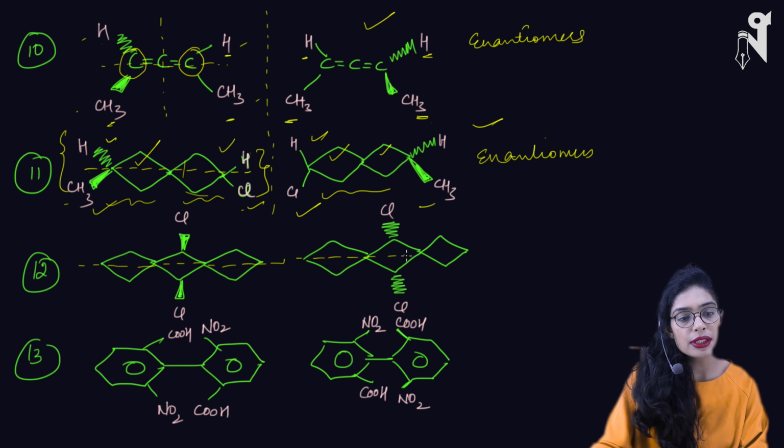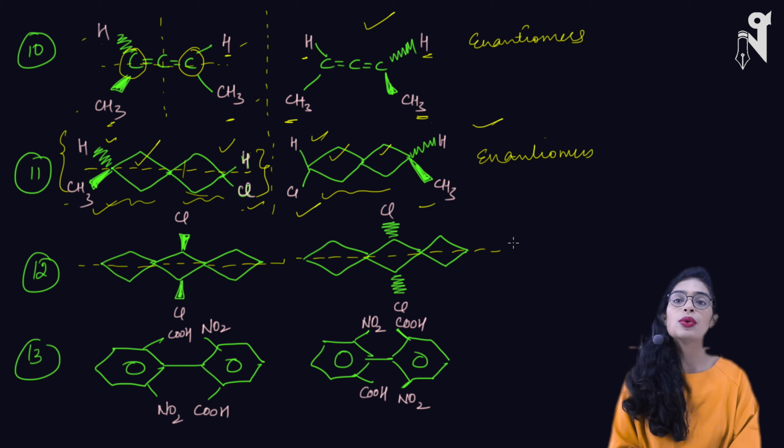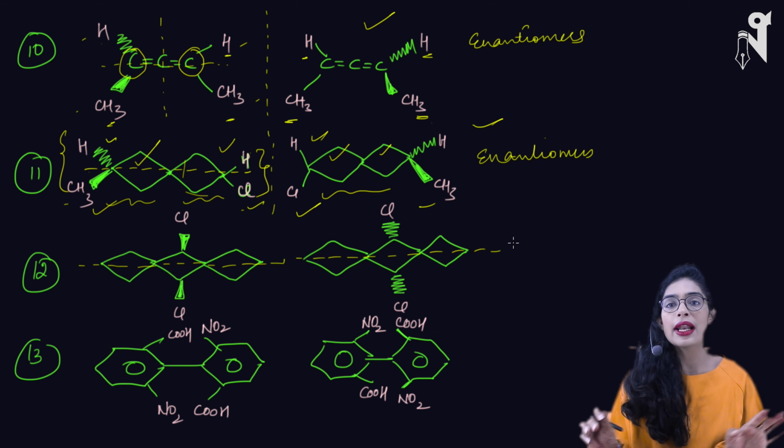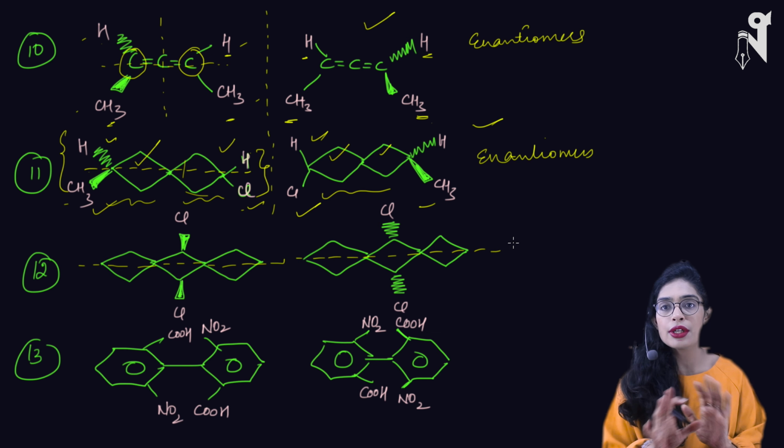Look at the other one. Is this chiral? This is also not chiral. So both are not chiral. And it is a mandatory condition for a compound to be an enantiomer that the chirality should be there. So no chirality means the enantiomeric relationship is not there.